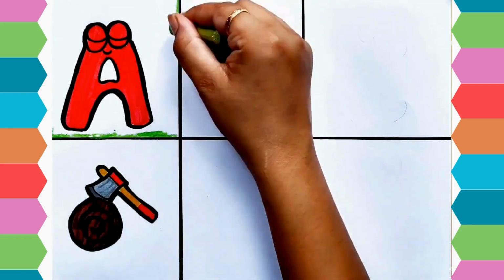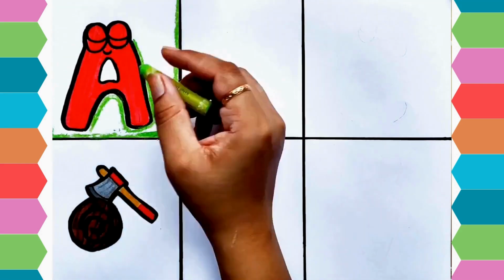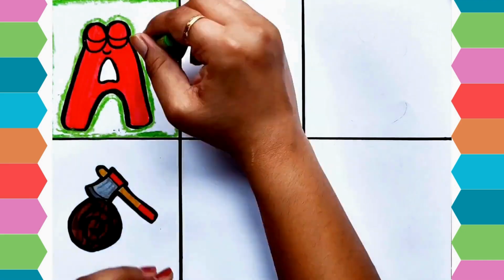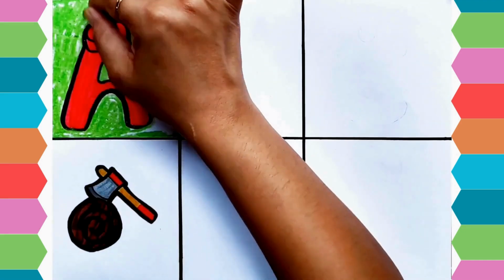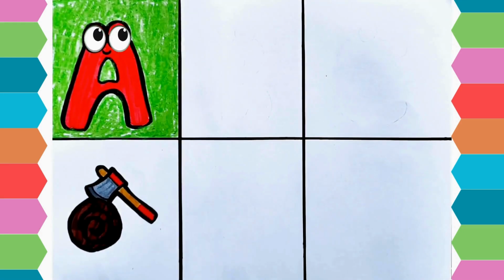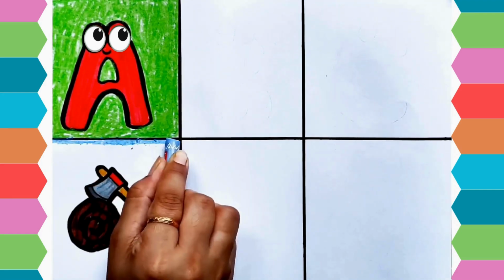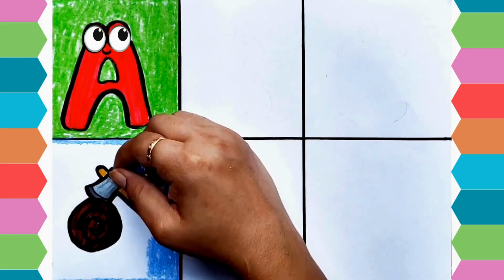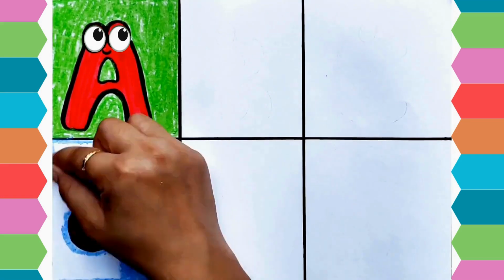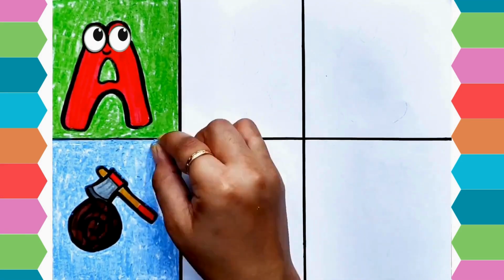Let's color the box of A green. I is for ink, we write our dreams. J is for jug, filled with bright gleams. K is for kite, flying high in the sky. We will color the box of X blue. L is for leg that lifts us up high. M is for monkey swinging on the vine.